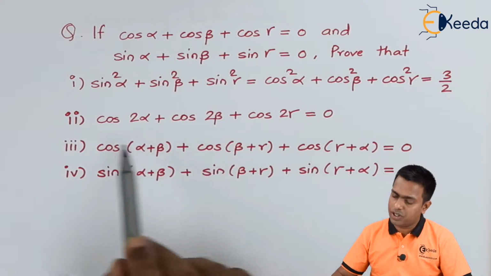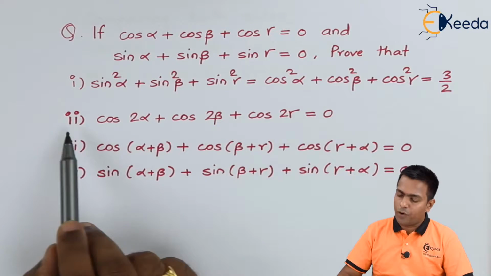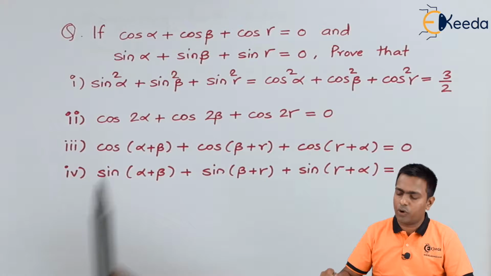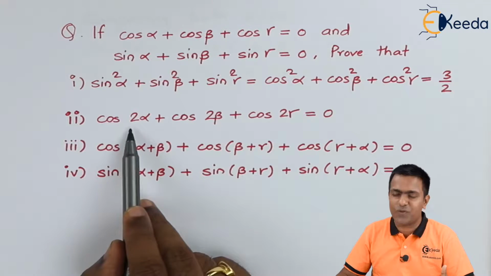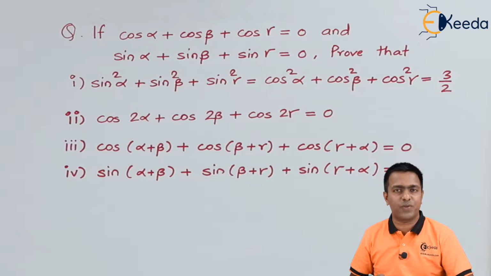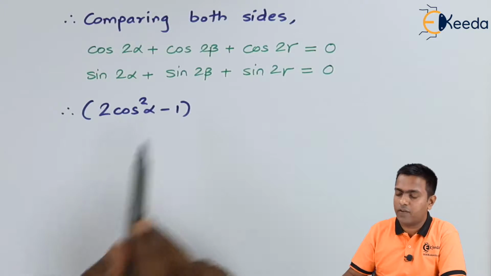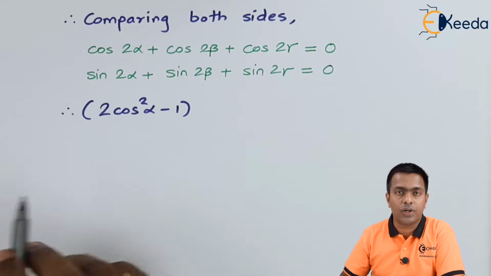Now guys, if you observe this first result, then that was our question. So here in the question, you can see that we have derived this result. Now from this result, I will derive the result number 1. So for that, what I'll do is, I will substitute the trigonometric formula for cos of 2 alpha, cos of 2 beta and cos of 2 gamma. So guys, the formula for cos of 2 alpha is 2 cos square alpha minus 1. Similarly, I'll substitute the formula for these two terms.